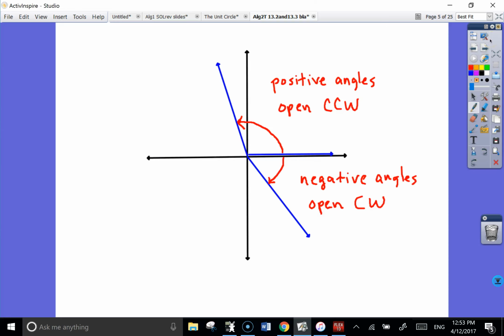Now, with an initial side on the positive x-axis, if the angle is opening up in this direction, which I will call counterclockwise, right? Clocks go like this, so going that way is counterclockwise. That's a positive angle. So positive angles go like this. Negative angles go clockwise. So positive and negative.